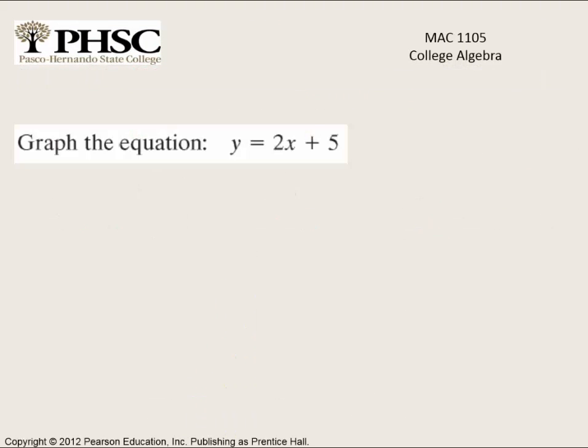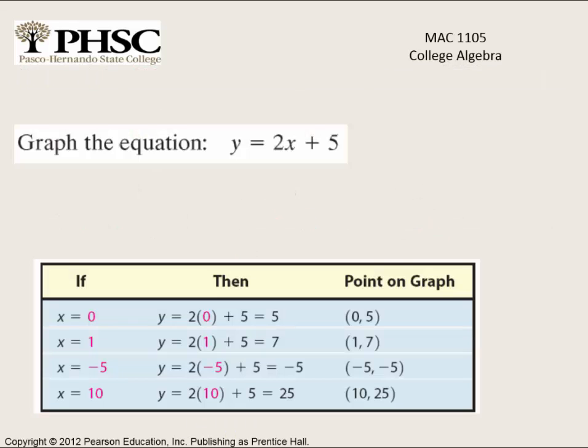So the next thing we're going to talk about is graphing the equation y equals 2x plus 5. What you've done thus far is that you pick points, right? So I'm going to make x 0. What happens when x is 0? I substitute, replace x with 0, I solve, and my point that I get is 0, 5. What happens when x is 1? Again, I substitute 1 for x, I get 7, so the point is 1, 7. We do the same thing when x is negative 5, and also when x is 10.